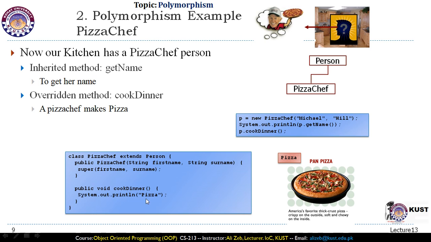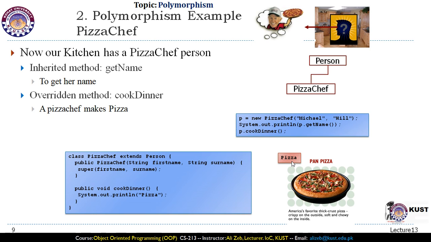In this case, the person will cook a delicious pizza for us. Using the same kind of object, for example, we are referencing the subclass PizzaChef class. We are passing a couple of values, that is the first name and the surname of the person. We can get the name. But when we call the same cookDinner method, it will generate a different output for us in this case, which is different from our two previous cases.